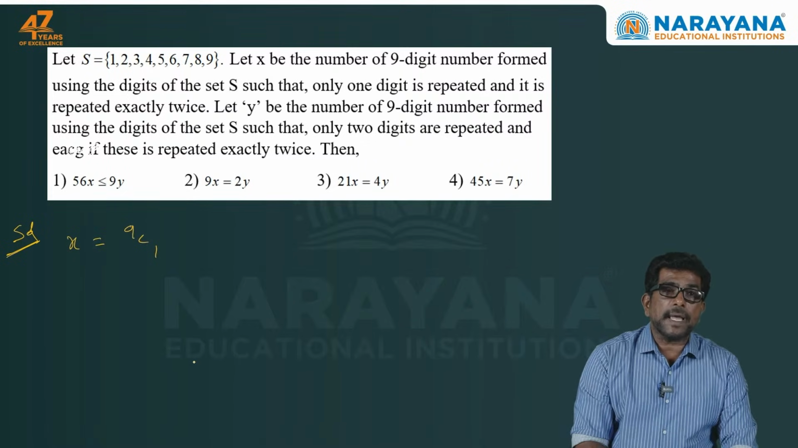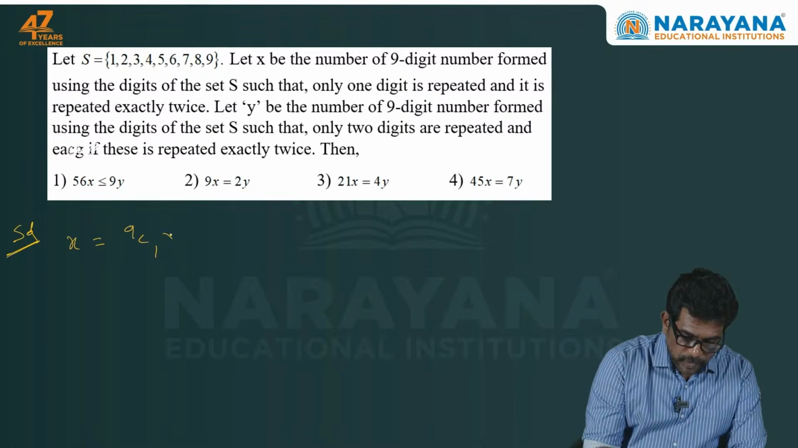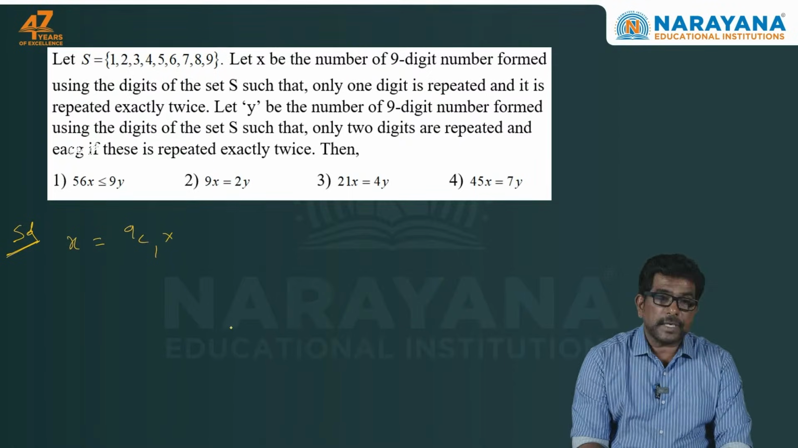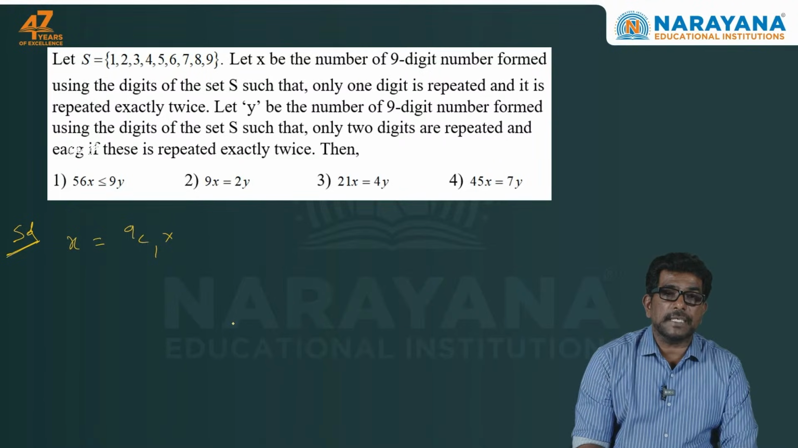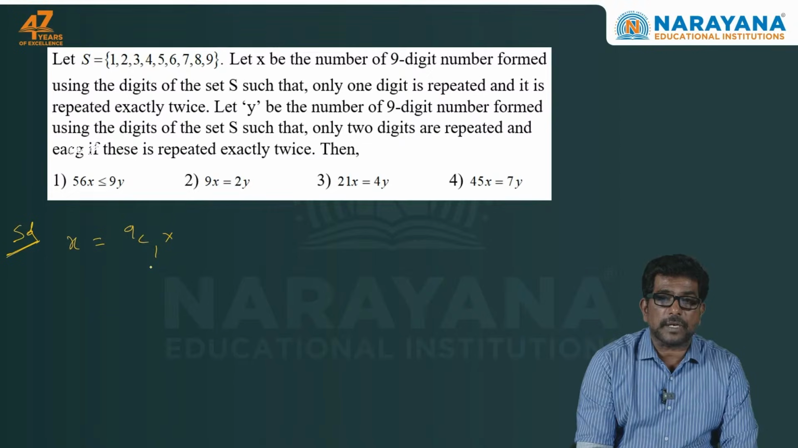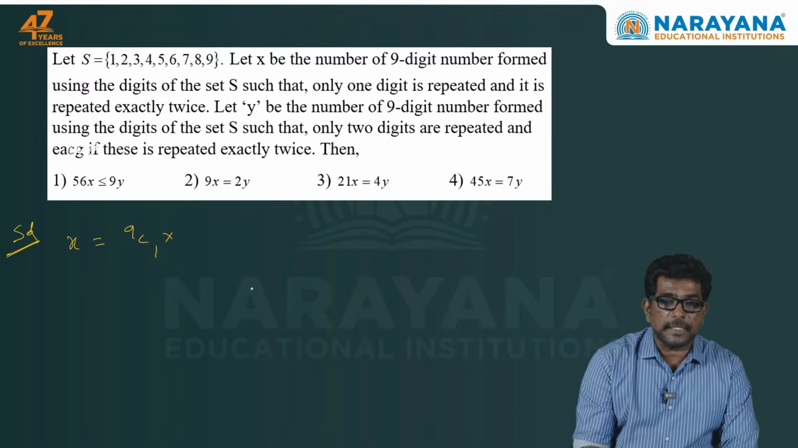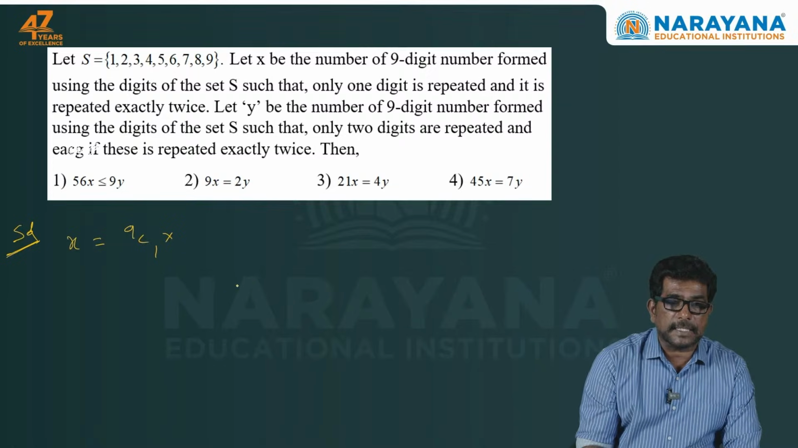Now from the remaining 8 digits, we can select only 7 digits. Because by selecting the 7 digits, the previously selected digit can be repeated 2 times, and the selected 7 digits can be used. That is, a total of 9 digits can be arranged.